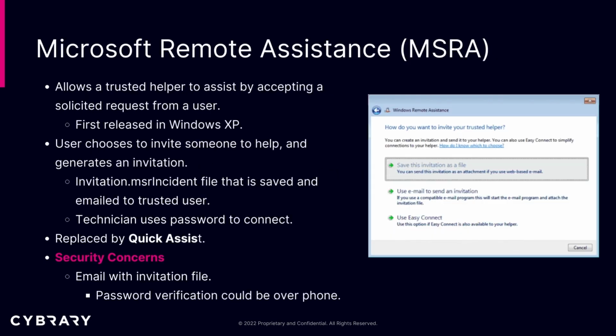The Microsoft Remote Assistance, or MSRA, allows a trusted helper to assist by accepting a solicited request from a user. Now, this was first released way back in Windows XP. The user chooses to invite someone to help and generates an invitation. That invitation .msrcincident file is saved and emailed to the trusted user, and a technician also uses a password to connect. Now, this was replaced by Quick Assist.